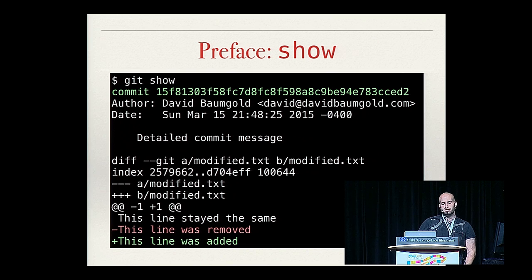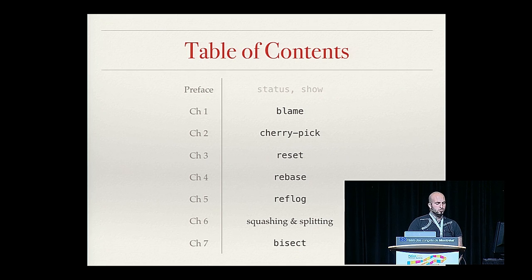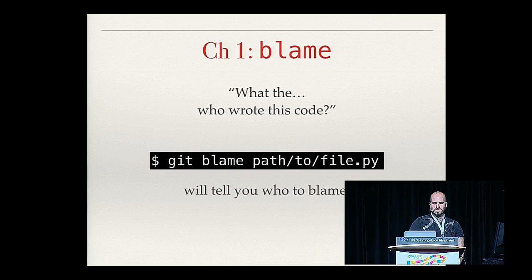You can also see using git show information about the commit message, and you can actually see the full diff of the commit as well. So you can see everything that happened in that commit. So that's status and show. Now I'm going to show you some more interesting things.